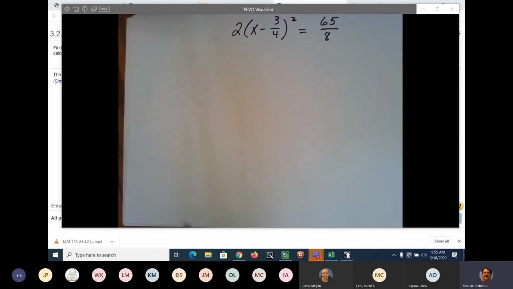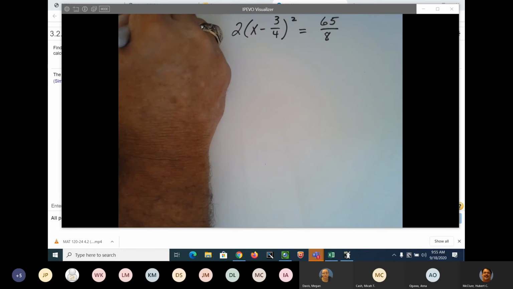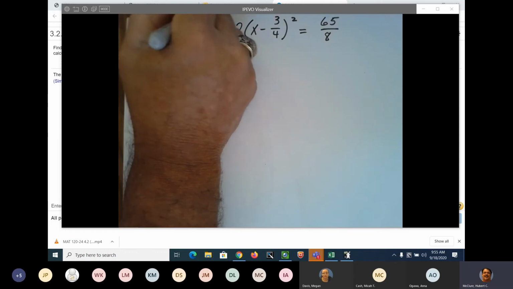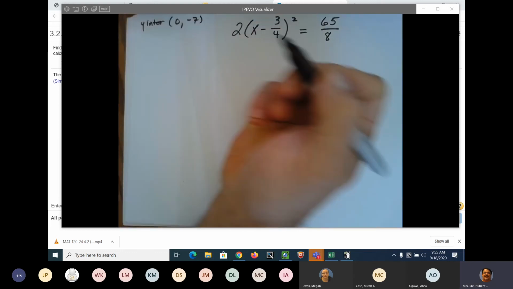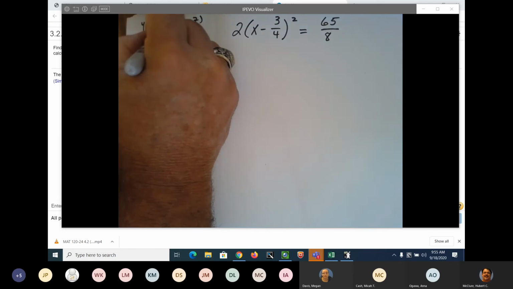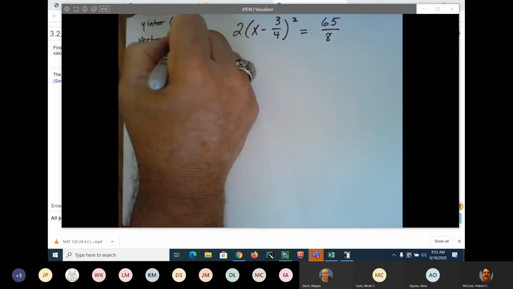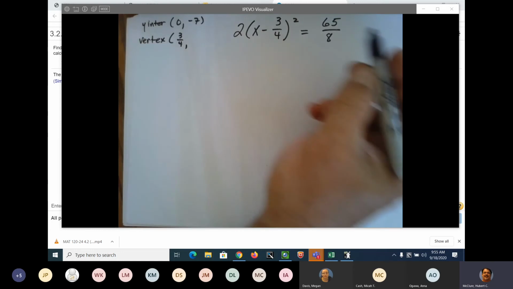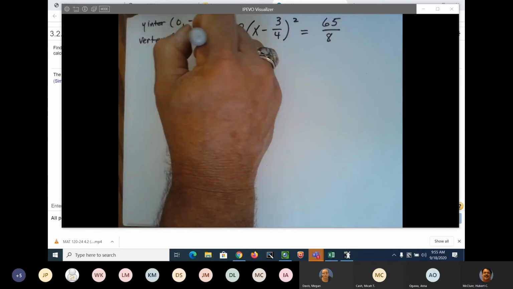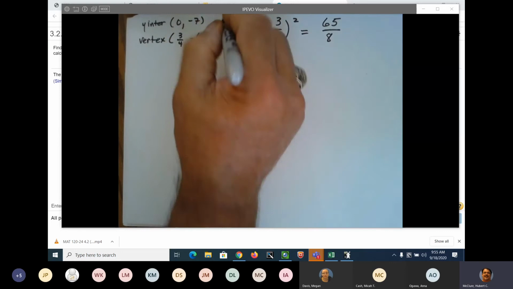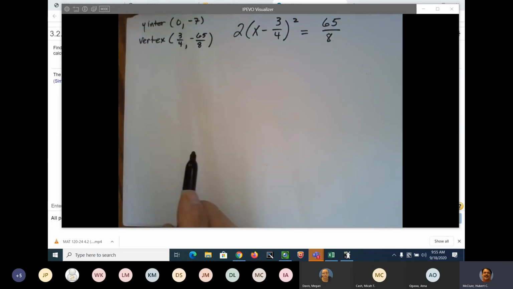Now we know that our y-intercept is (0, -7), and our vertex is (3/4, -65/8). And of course you know that's going to be 8 1/8, because 8 goes into 65 eight times. So that's not a big deal. You just get the decimal in your head and sketch it on the graph.